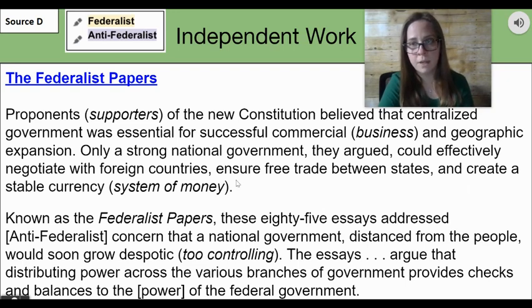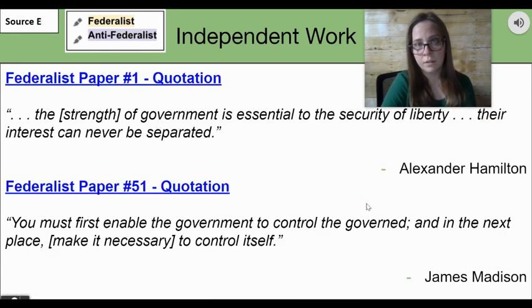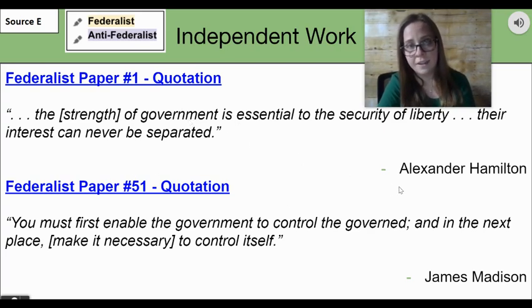Source D, the Federalist Papers. We're going to see some information that are probably going to be supportive of the Federalists. We have to look for the information that they're telling us if it's for the Constitution or against the Constitution. We see Alexander Hamilton, a quote in source E. Remember, Hamilton was a Federalist. He wanted that strong central government. So we need to look at the information and then think, how is this supportive of a Federalist versus supportive of an Anti-Federalist at this time?